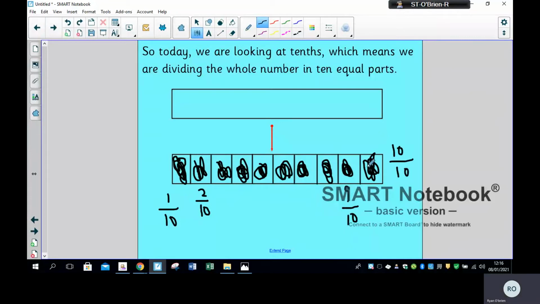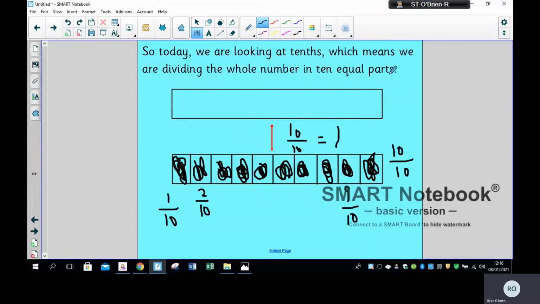Now, if we have shaded the whole shape, we've got all 10 parts shaded out of 10, then that means we've got a whole number. Okay, so 10 out of 10 is a whole number, which means 10 out of 10 equals 1, because 1 is 1 whole cake, for example. So let's say this is a big rectangular cake. Mr. O'Brien's eaten 10 out of 10 pieces. Mr. O'Brien's eaten the whole cake. So I've eaten 1 whole cake.